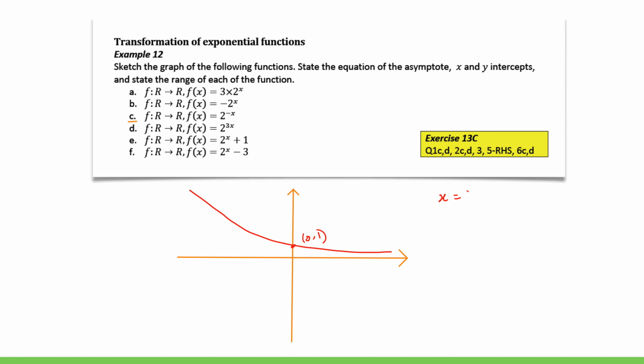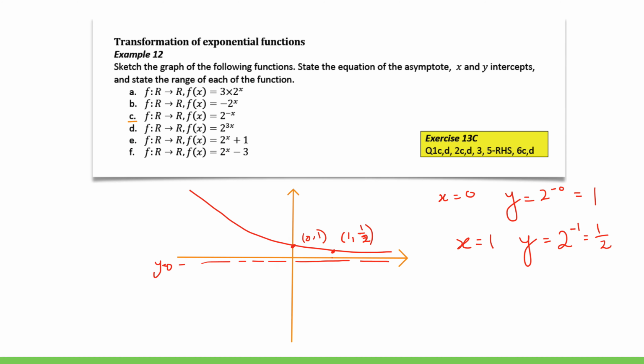If you wanted to check, you just need to make x equals 0, which will be 1. And we can substitute in another point to show the dilation. So that'll be 2 to the power of -1, which is a half. Our asymptote remains in the same position. And those are our x and y axes.